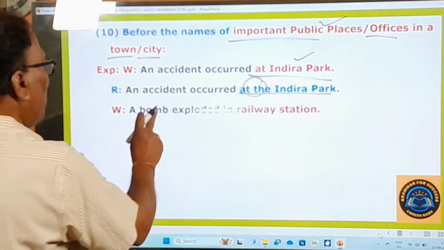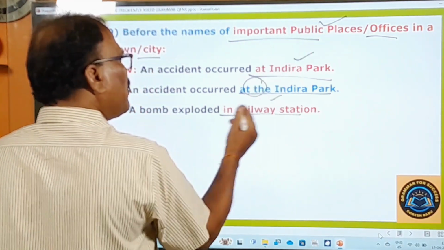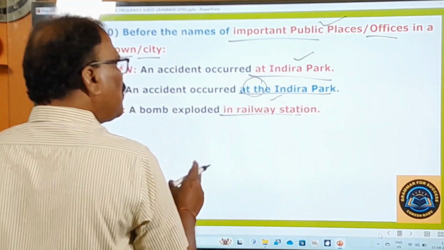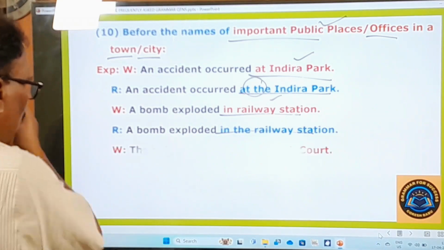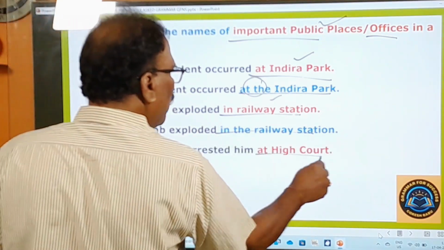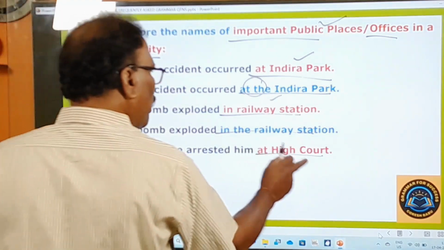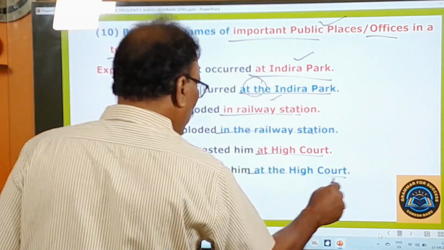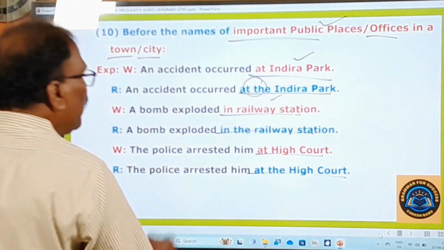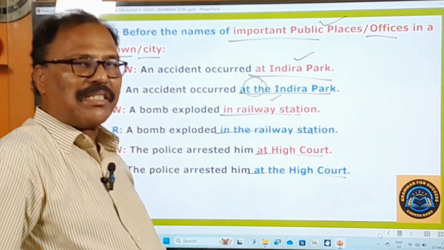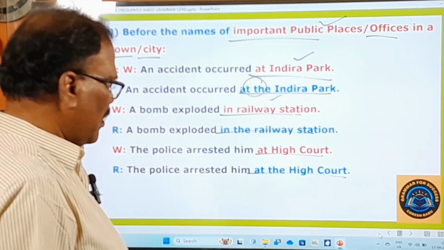Similarly, a bomb exploded in railway station. Railway station is also an important public place. Therefore, you cannot say in railway station. You should say in the railway station. And here, the police arrested him at High Court. High Court is an important public office. Here you cannot say at High Court. You have to say at the High Court. The police arrested him at the High Court. In this way, before the names of important public places and offices, we have to use the definite article. Very simple. I move on to teach you other things.